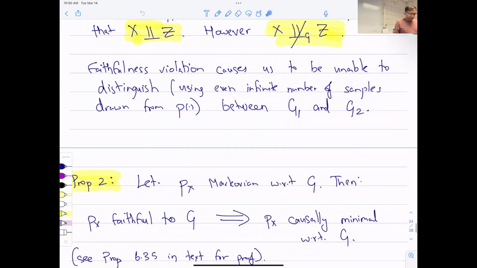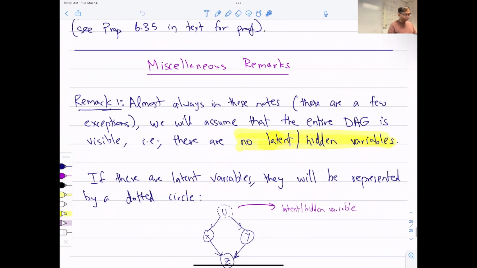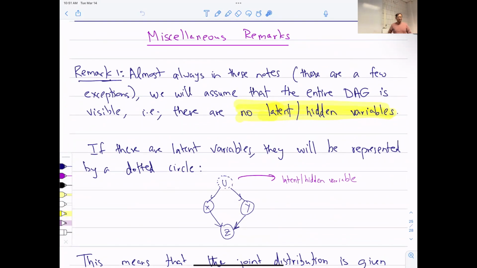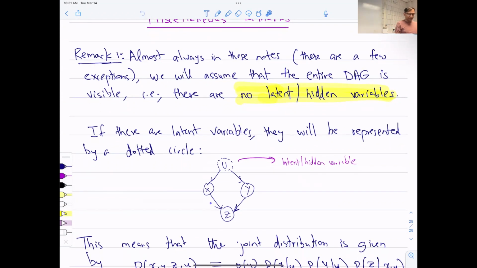I want to make two remarks. The first is that for most of the next couple of days, except in one case, I'm going to assume there are no latents. What is a latent? Suppose that this is the graph. Latents will be represented by dotted lines around variables. It means that this is a joint distribution, but you can only have observations on this triplet. That's a latent.